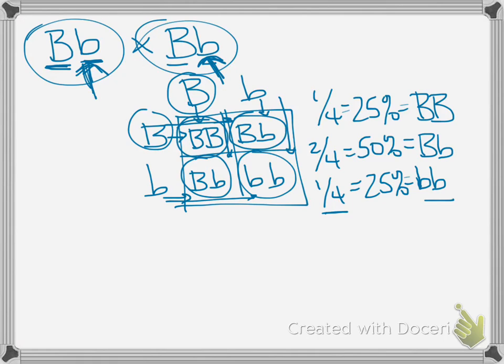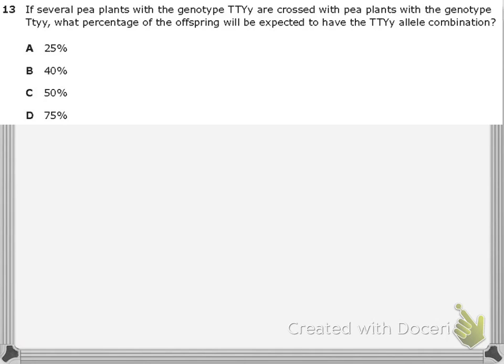Now, going back to our original question here, we're looking at two different traits at the same time. So we actually have to do a Punnett square where we have both of these traits at the same time. So we've got this big T, big Y, little y, and we're going to cross that with a pea plant that is big T, big Y, little y as well.